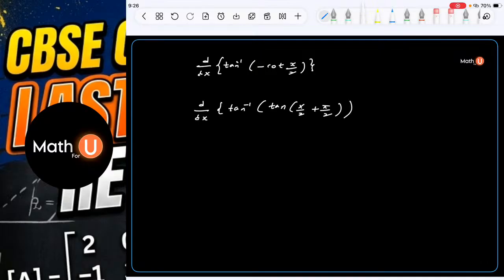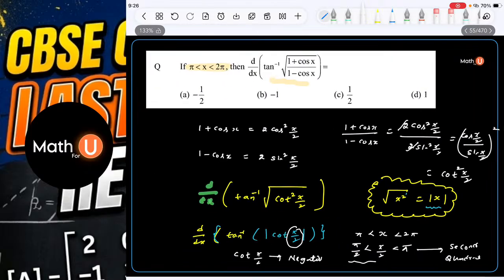Then see, this tan inverse gets cancelled. For the differentiation we get simply x by 2 plus pi by 2. Now differentiate this. Differentiation of x by 2 is 1 by 2. Pi by 2 is a number, a constant, and differentiation of a constant is 0. Finally we get the answer 1 by 2. Then which option is the correct option? Option C is the correct option.